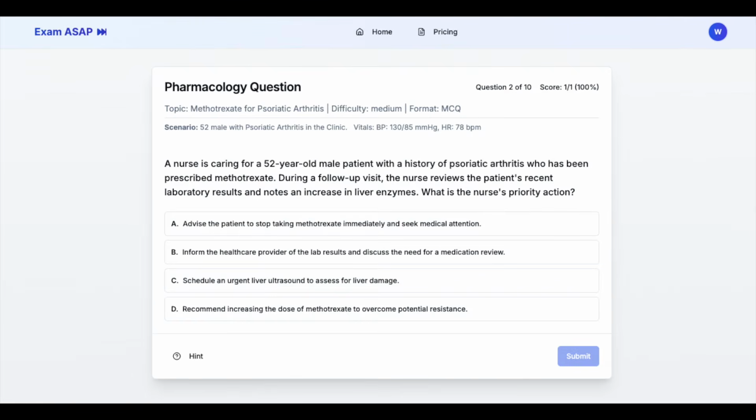A nurse is caring for a 52-year-old male patient with a history of psoriatic arthritis who has been prescribed methotrexate. During a follow-up visit, the nurse reviews the patient's recent laboratory results and notes an increase in liver enzymes. What is the nurse's priority action?